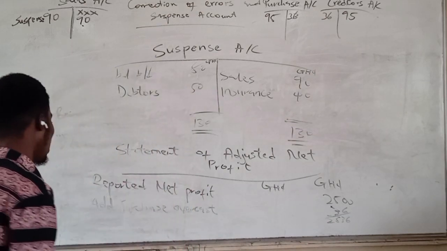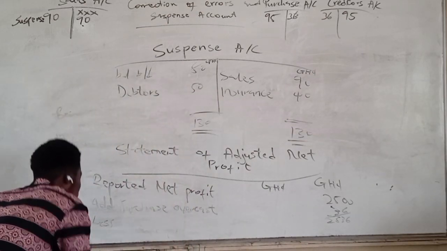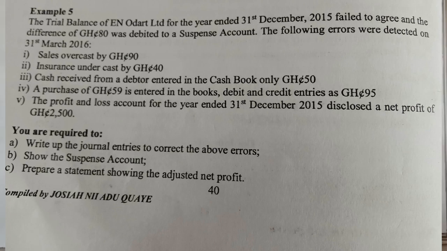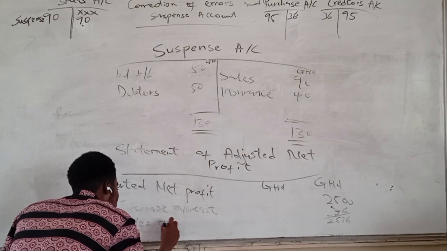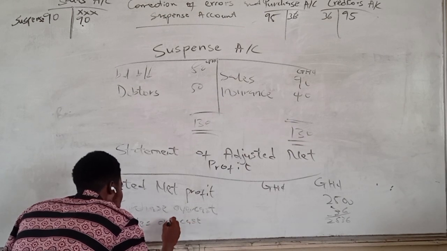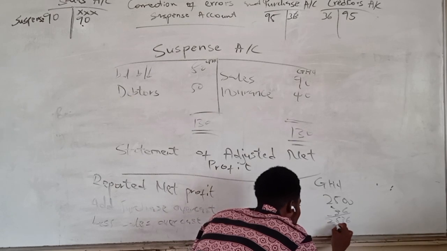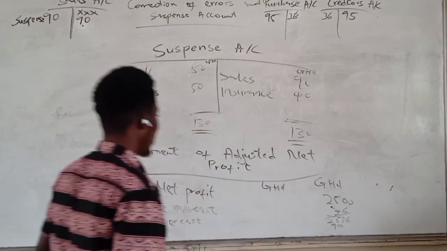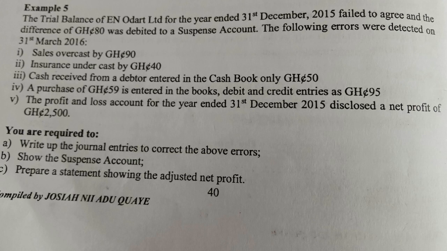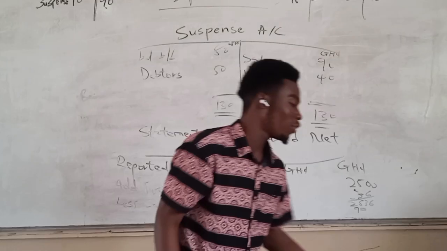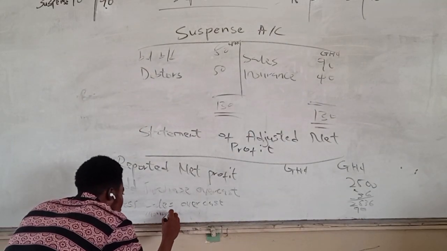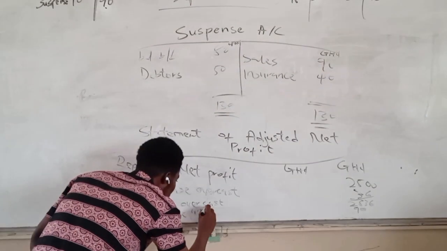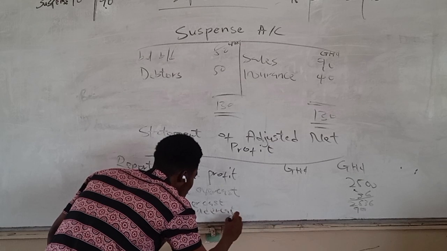Okay. Now let's do the rest. We have sales overcast by 90. So we less sales overcast, 90. And then we have what? Again, insurance undercast 40. So insurance undercast.